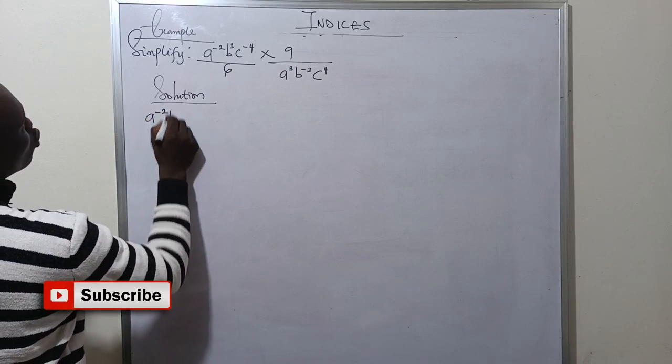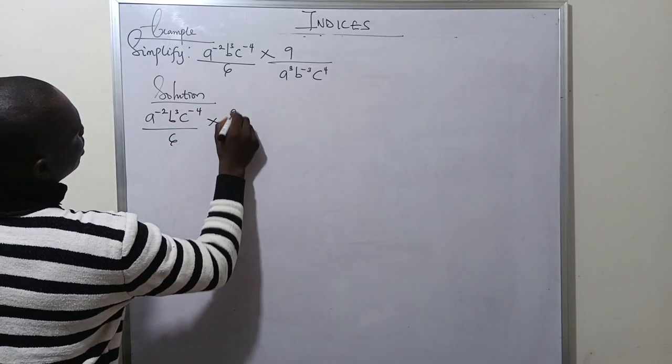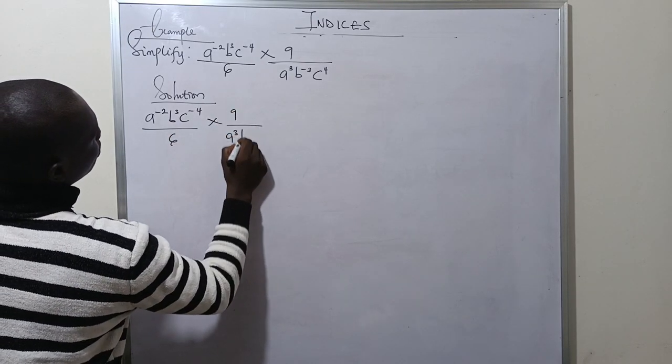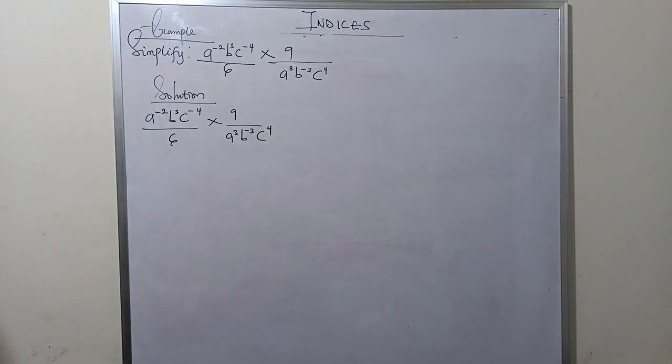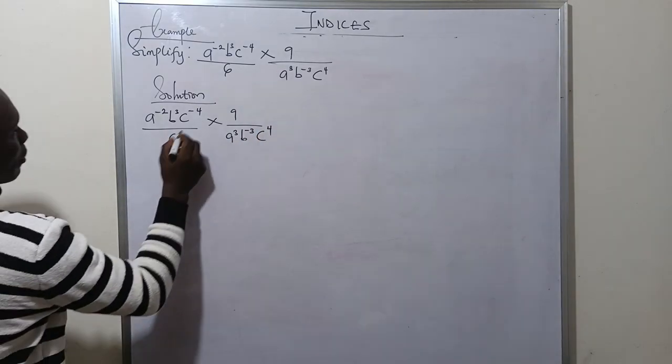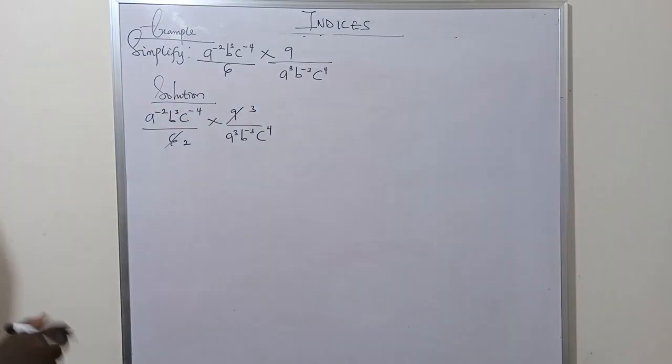a raised to the power of minus 2, b raised to the power of 3, c raised to the power of 4, over 6, times 9 over a raised to the power of 3, b raised to the power of minus 3, then c raised to the power of 4. With this, I can say the 3 here cancels with the 3 here. This has actually cancelled.